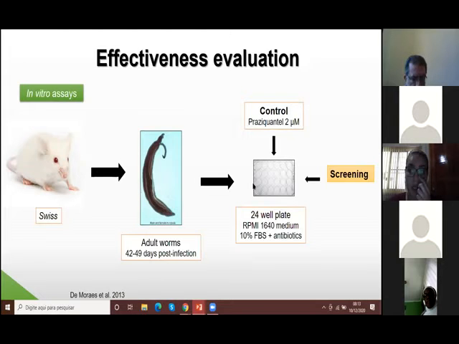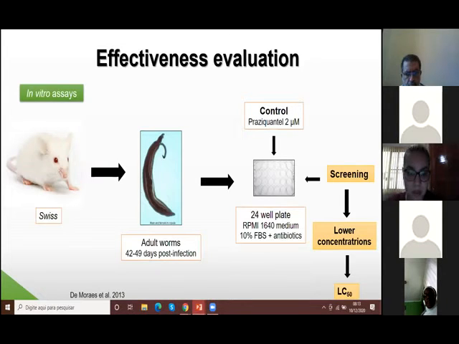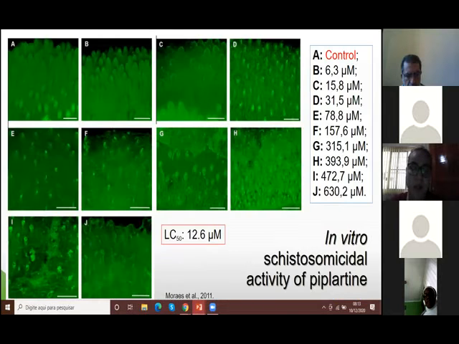First we made a screening of the extract and the fractions, and then the pure substances, and tested again at lower concentrations, and then identified the LC50, the lethal concentration in 50% of the population. As a result, we identified an LC50 of 12.6 micromolar. In addition, we analyzed the tegument of the worms treated with piplartine. Here, in these confocal microscopy images, we identify alterations of the tegument of this parasite.